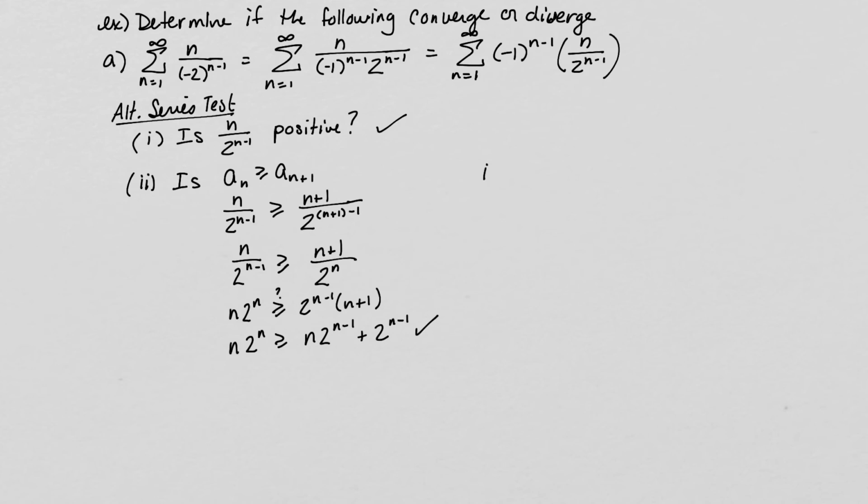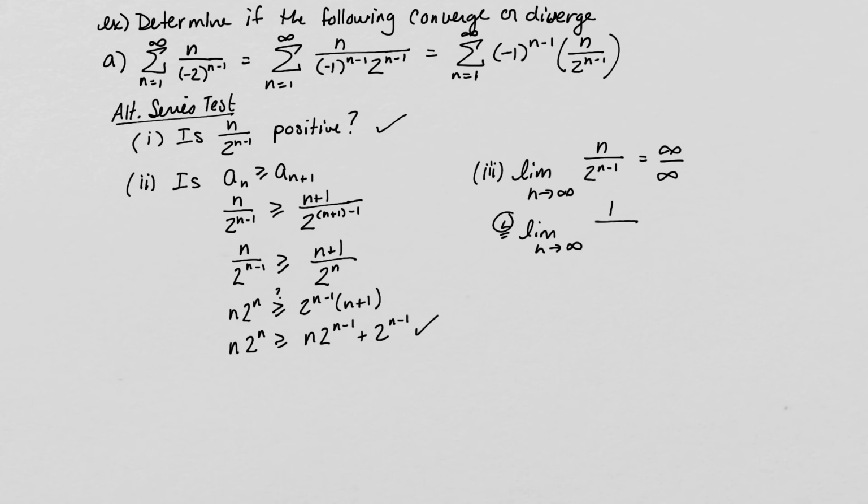And then the third thing we have to do is check the limit as n approaches infinity of n over 2 to the n minus 1. And again, if I do that limit, I'm going to have infinity over infinity. So I'm going to have to use L'Hopital's rule. And what's the derivative of n? Mm-hmm, 1.